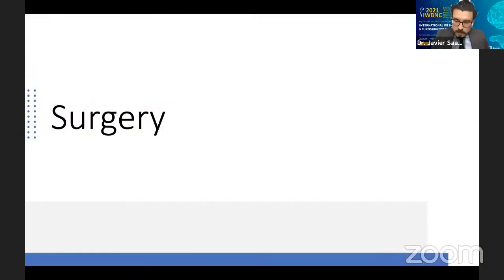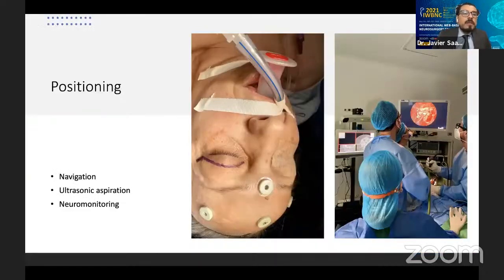Okay, so let's have a look at an actual surgery. We position the patient with the head in a neutral position, with just a little rotation contralateral to the lesion. As I said, we operate on patients with navigation. We also use ultrasonic aspiration and neuromonitoring. And we have this setting of the operating room: the scope screen is just in front of the surgeon, and the navigation screen is on the side.